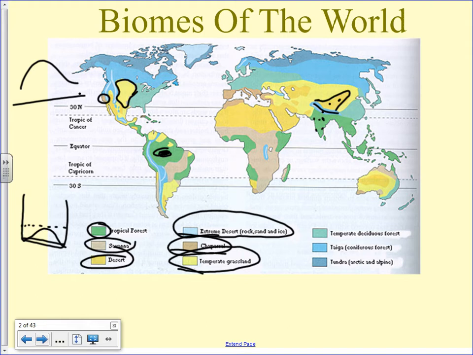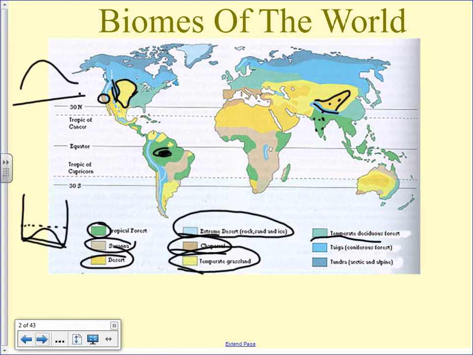Same thing happens over here. You can see that it's not desert, but it's grassland, and that's the rain shadow of the Rocky Mountains. So that's the rain shadow effect that we were talking about in the first unit. You often see deserts and grasslands in the rain shadow of mountains.